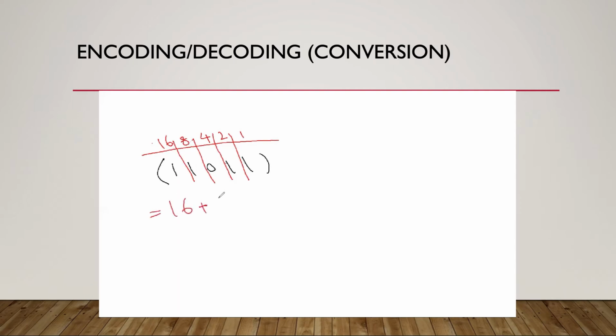Okay, 1 times 16 equals 16. I have 1, 8. I have 1, 2. I have 1, 1. So that would be what? 24, 26, 27. So this number is equivalent to 27. We decode it. So that's how computer systems work. I hope that was helpful for you and you learned from this.